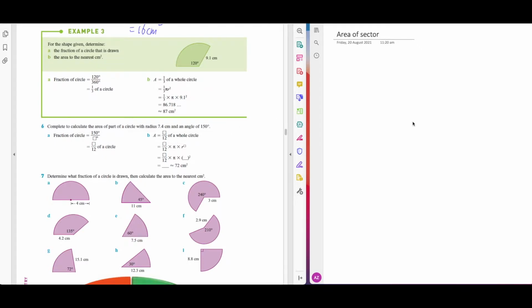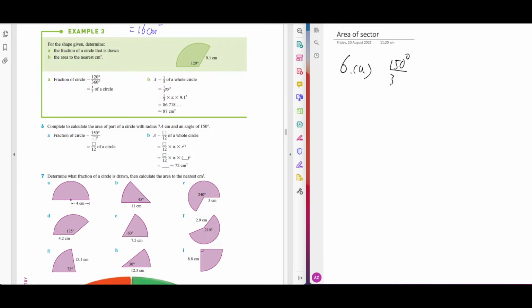Alright, so let's just do an easy question just to start it off, and then before doing some, well, these are also easy questions, but slightly more difficult. So let's have a look at 6a. Make the pen a bit more thin. 6a. So it says complete and calculate the area of part of a circle with radius 7.4 centimeters and an angle of 150 degrees.